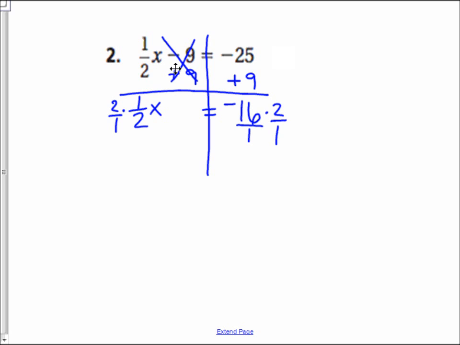All right, so I get to do some canceling out here. 2 times 1 is 2. 1 times 2 is 2. So that means that these will cancel out, and I'm left with my x. I have negative 16 times 2, which would be negative 38. 1 times 1 is just 1. So my answer could also be negative 38.